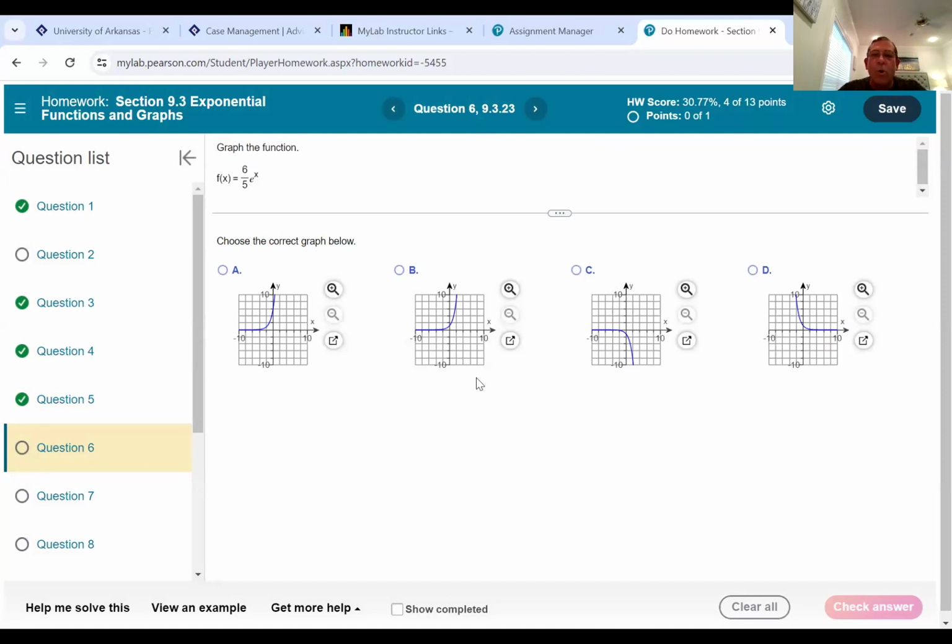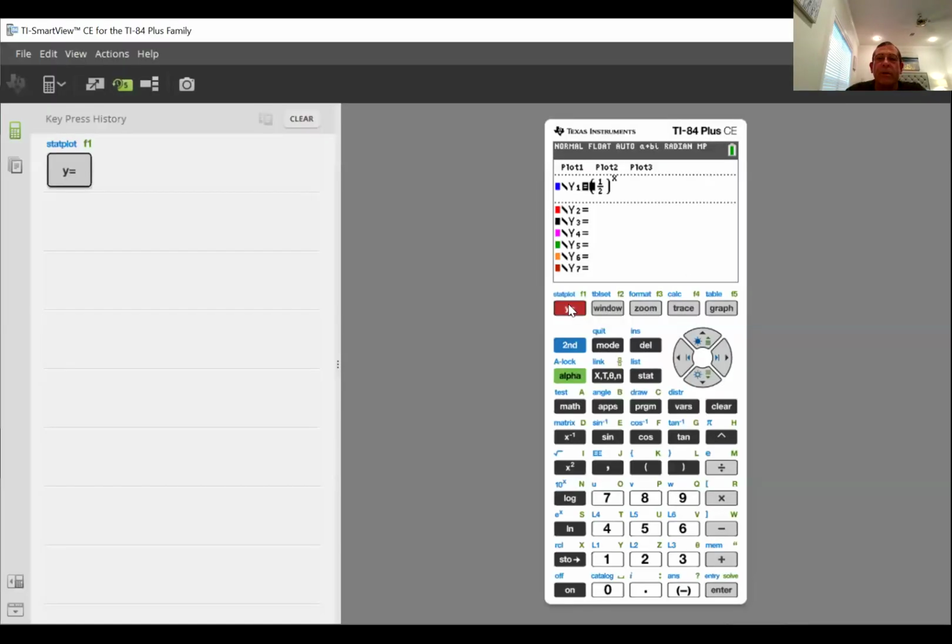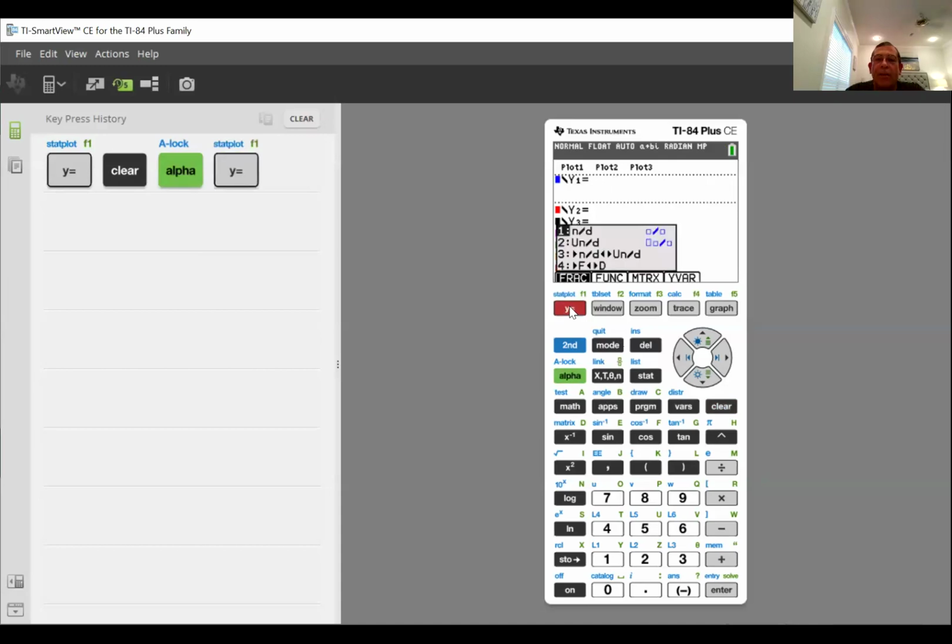All right, so one more. This one will be a little trickier because they got the fraction in front of e to the x. So let's graph this one and see what it'll look like. So I'm going to go to the calculator. So that is 6/5 e to the x. So I'm going to go to y equals. So first, let me put in the 6/5. So it was alpha y equals to get my fraction.